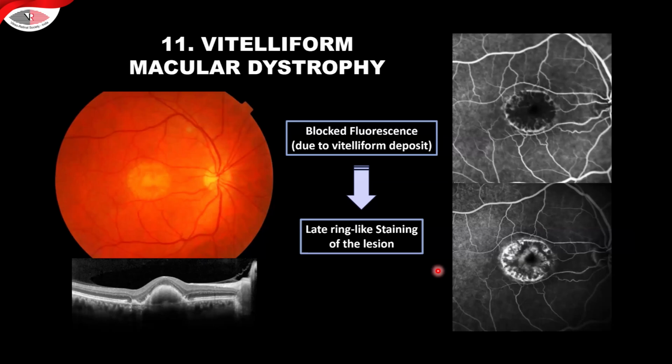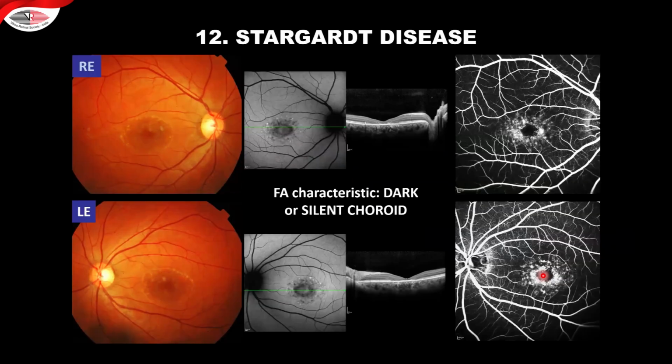Vitelliform macular dystrophy: blocked fluorescence due to the vitelliform deposit, late ring staining of the lesion can happen like what you see here. At times, these can form SRNVMs and can also show you more changes on the angiogram, but otherwise, these are the type of changes that you see.